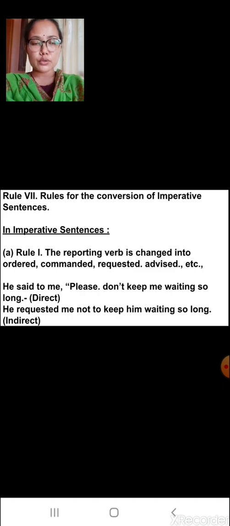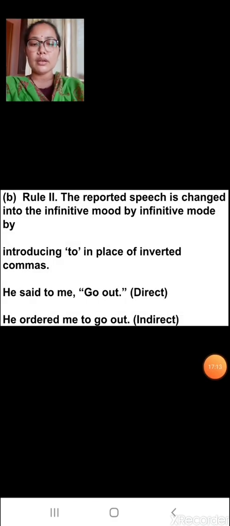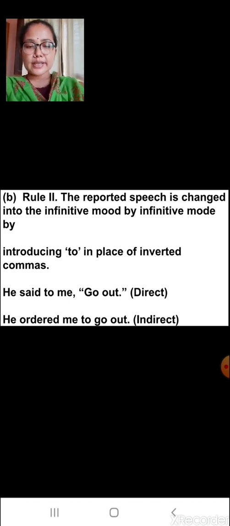Rule number 2, the reported speech is changed into the infinitive mode by introducing to in place of inverted commas. For example, he said to me, "Go out." If we change it into indirect speech, it will be, he ordered me to go out.